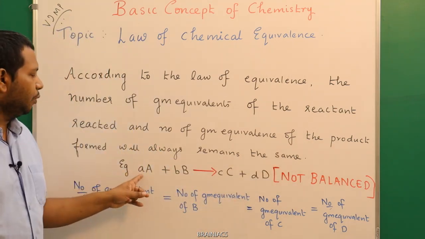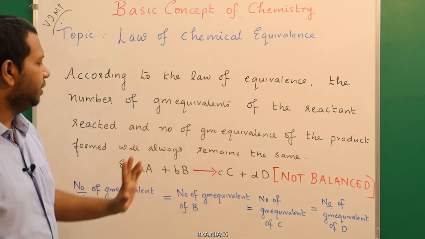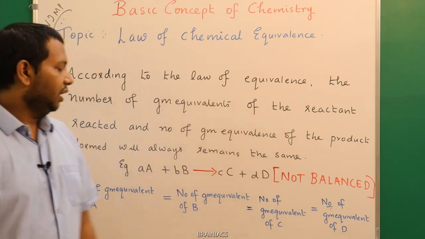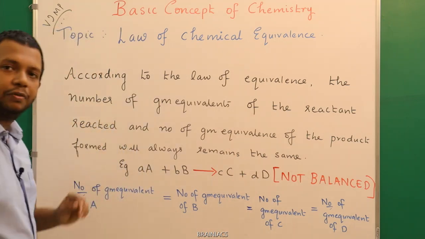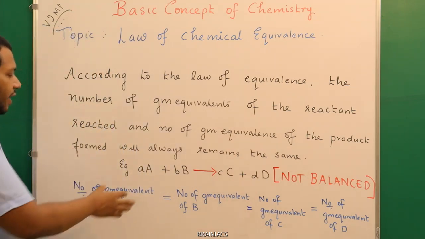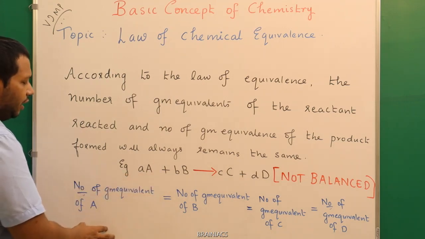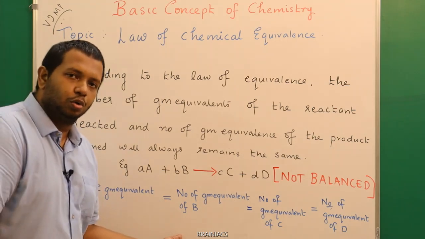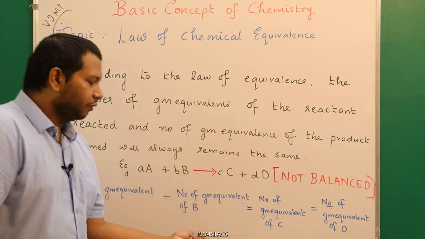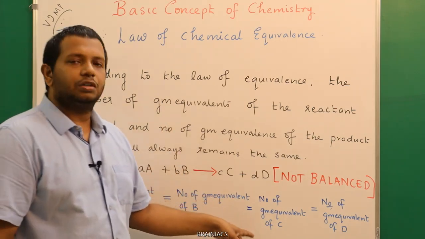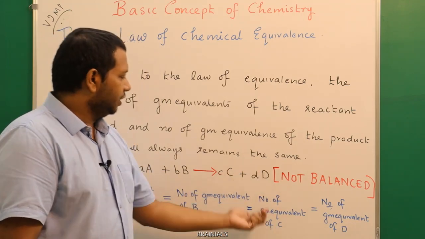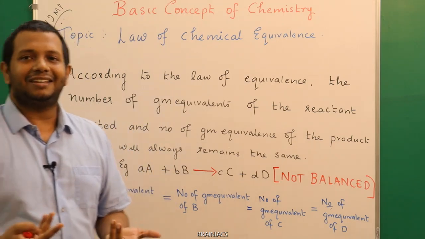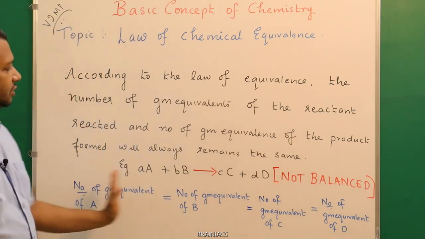So say A moles of A plus B moles of B reacted to give C moles of C and D moles of D. Now if you apply the law of chemical equivalence, the number of gram equivalents of A will be equal to the number of gram equivalents of B, which is equal to the number of gram equivalents of C, and which is equal to the number of gram equivalents of D. Very easy, right? So you just need to apply it.